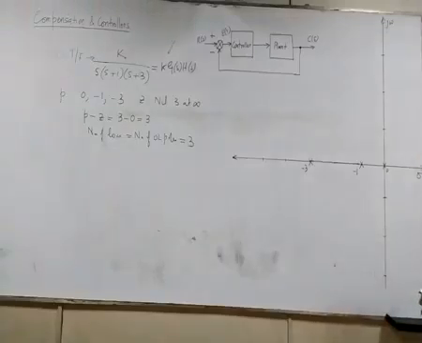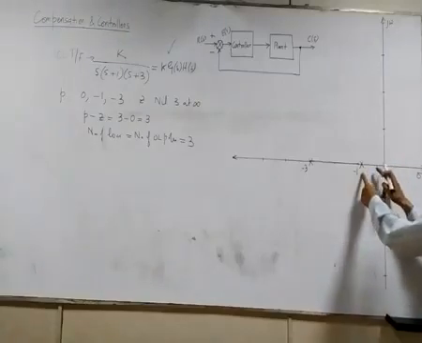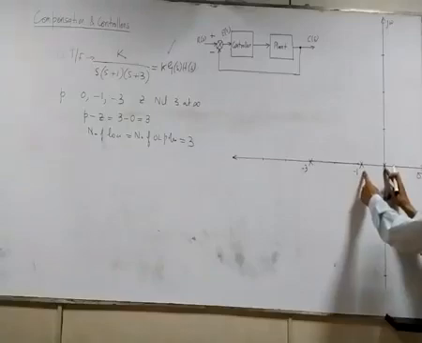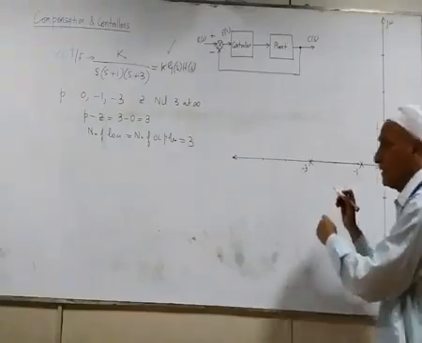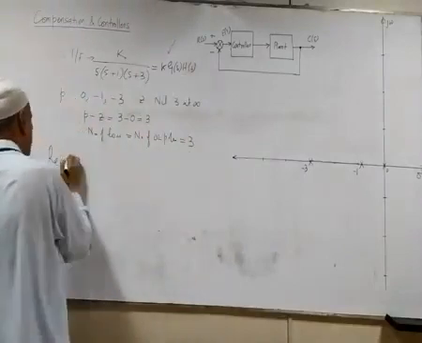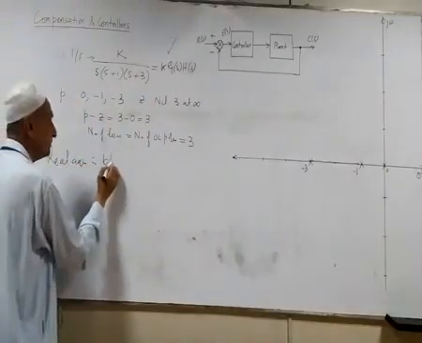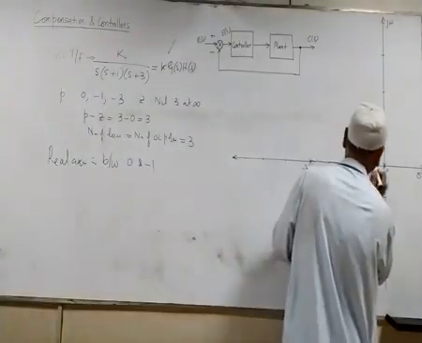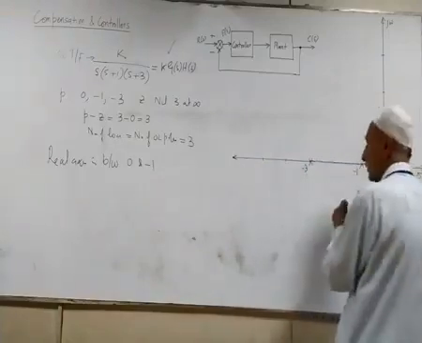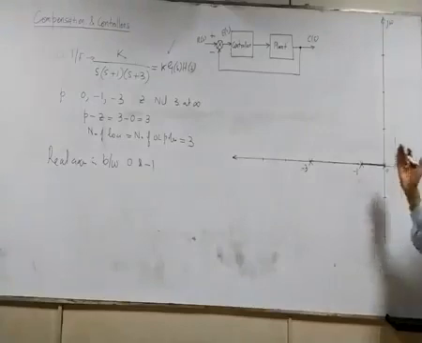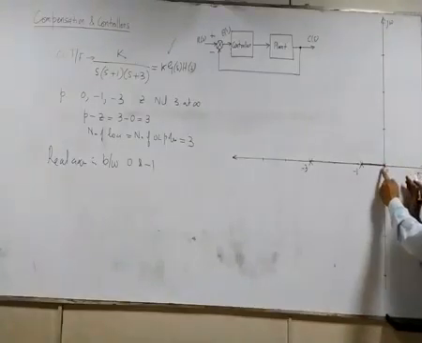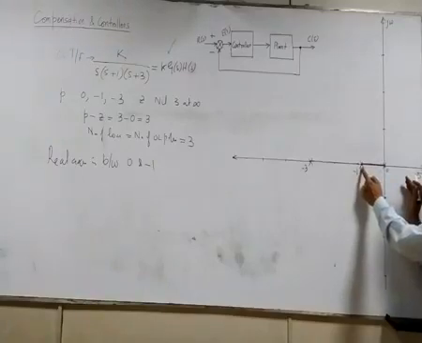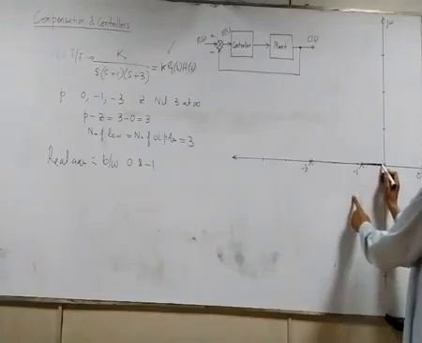Now let's find the real axis loci. The real axis loci will be between 0 and minus 1. That is, looking from this side towards the left, starting from the first pole there is an immediate adjacent open loop pole. So there is a real axis loci which must lie between those two.